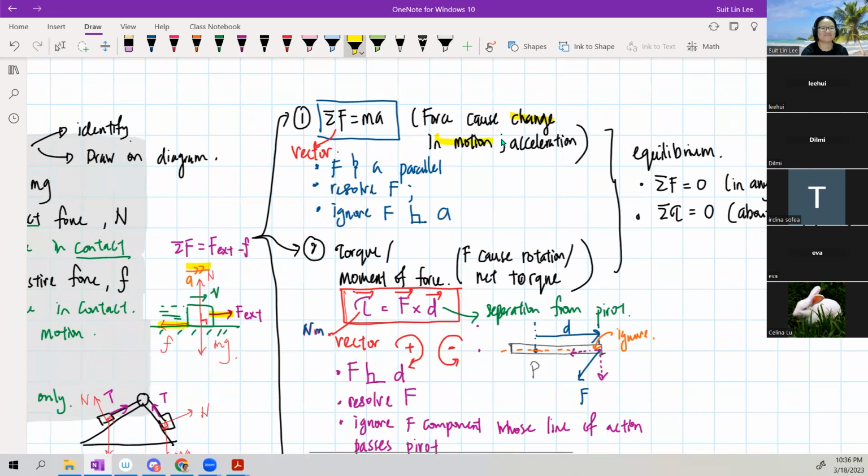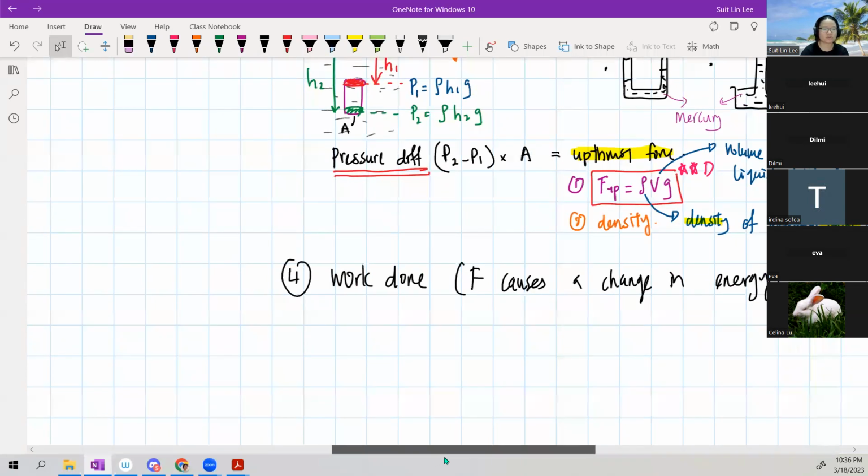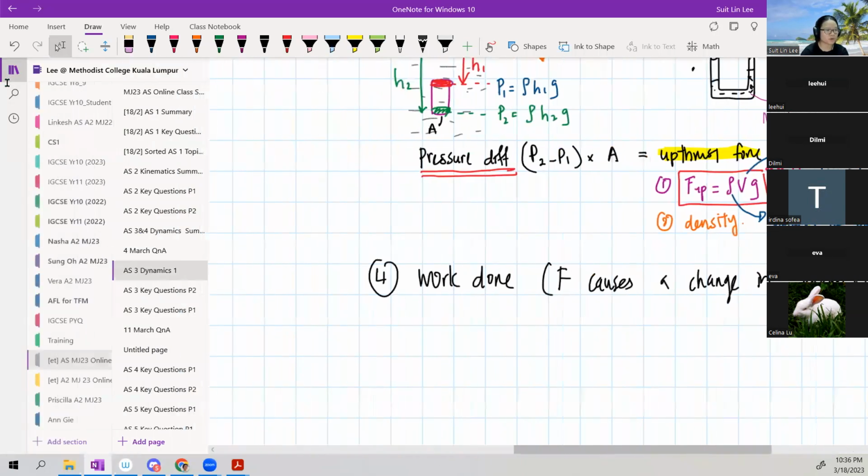So energy is a nice way to tie a conclusion into mechanics, because we've been doing some questions and they ask you to find kinetic energy, they ask you to find GPE. Now we tie everything together. So force causes a change in energy, right?